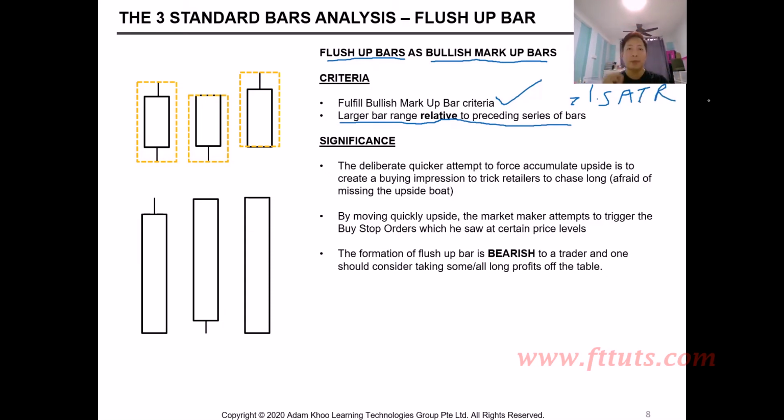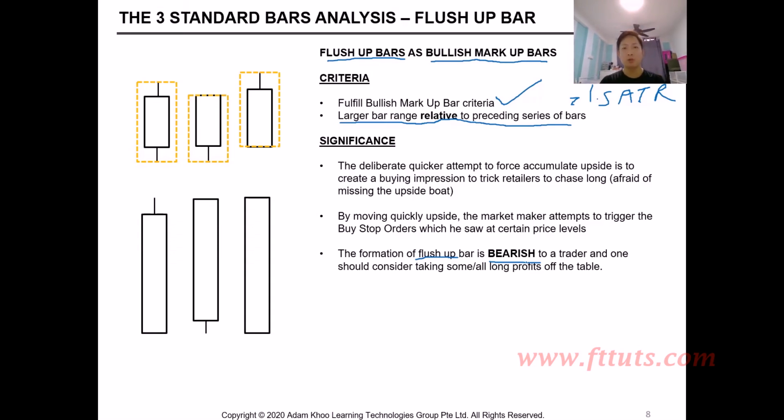But visually, a good gauge is that you want to see that the bar range is what we call outstanding. It's very outstanding. And when in doubt whether it's outstanding, it's usually not outstanding. Agree? If you don't see the bar being very big and outstanding, it's usually not outstanding. And to us as price action traders, the formation of a flush up bar is bearish. If you are long, it's the right thing to do to take some profits off the table whenever you see a flush up bar formation.